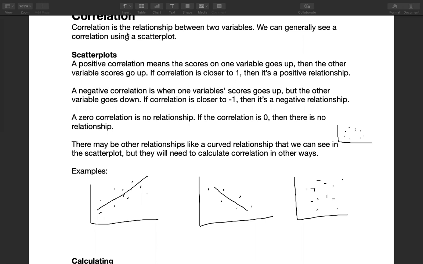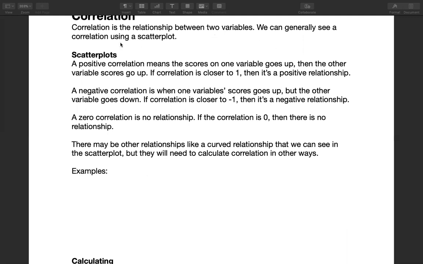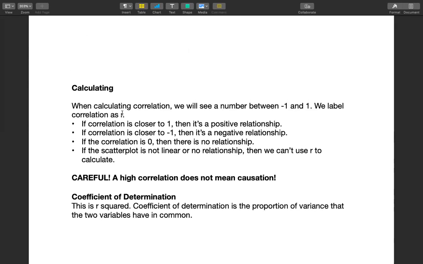Now, when we're calculating our correlation here, we actually use lowercase r to denote it. Lowercase r will always be between -1 and 1. It's not going to be anything larger or smaller than that. So if a correlation is closer to 1, then it's a positive relationship. We have that positive linear line. If the correlation is closer to -1, then it's a negative relationship. If the correlation is 0, then there is no relationship.